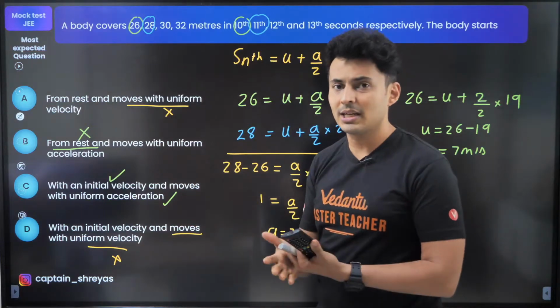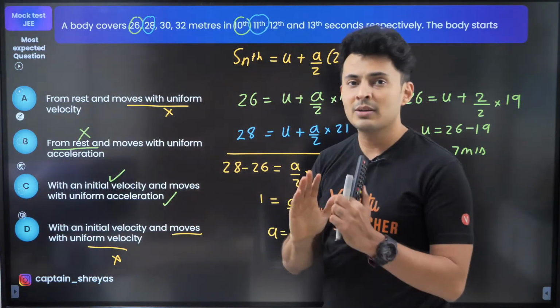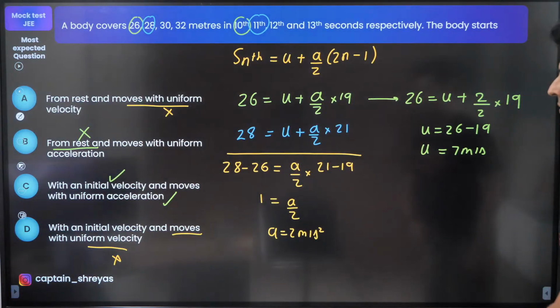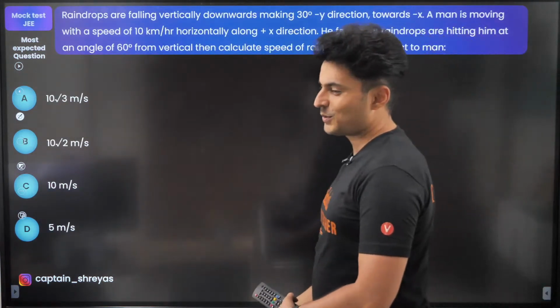You can cross check it, but in the exam you do not have time, so don't waste time cross checking the results. And that's how it works. Moving on to the next question.